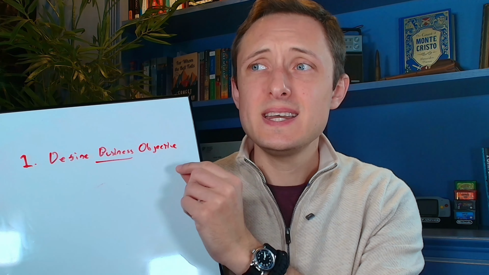Now let's talk about how to implement KPIs. We'll walk through the actual implementation process here. The first step is to define the business objective. We're not starting with the metrics, we're starting with the why. You've got to ask, what are we trying to improve and why does it matter?